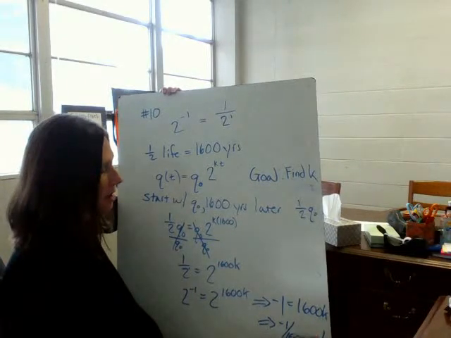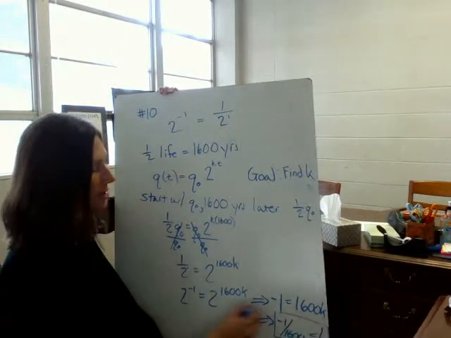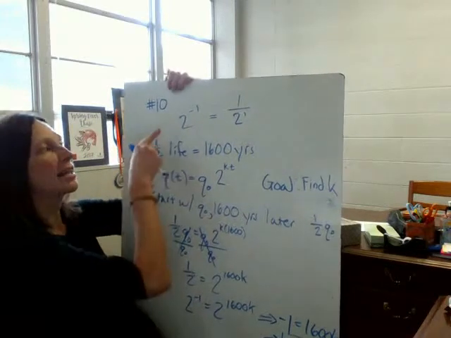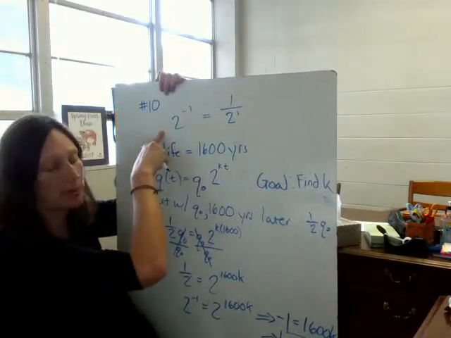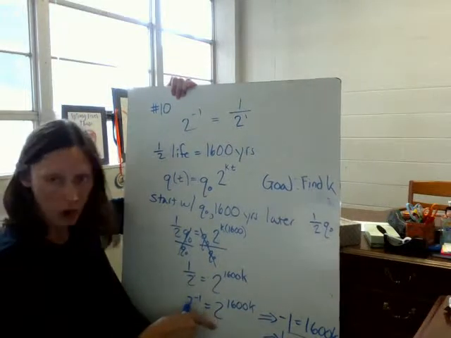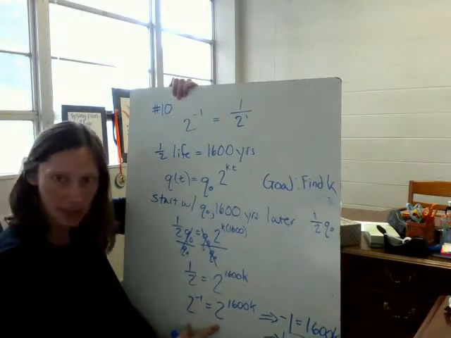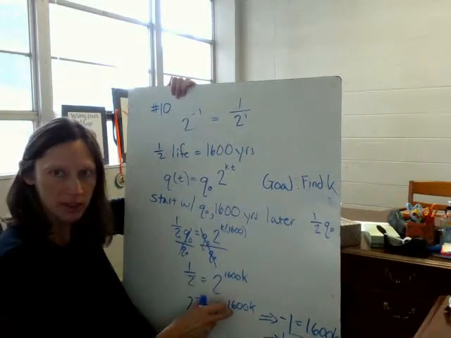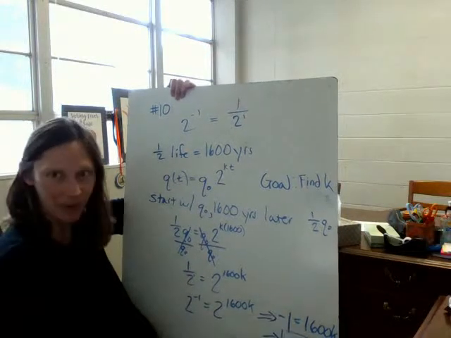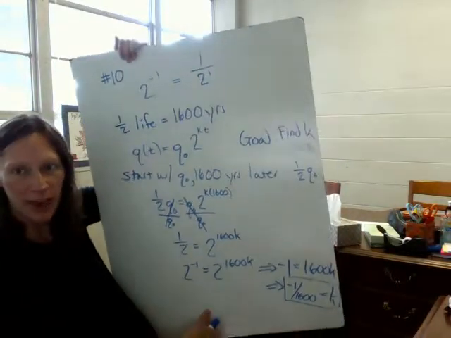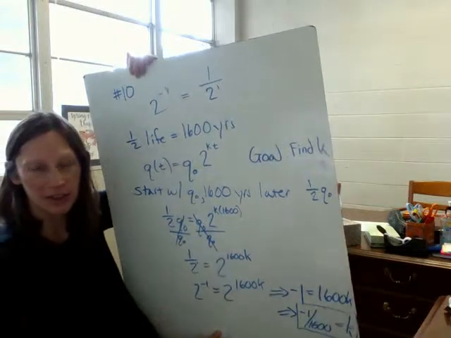Divide by 1600, and k is negative 1 over 1600. So I did highlight the fact that we have to know those properties of exponents. And then there is also this additional rule that if you have the same base but different exponents, you can set the exponents equal. Okay, so that gives us our final answer of negative 1 over 1600 for number 10.